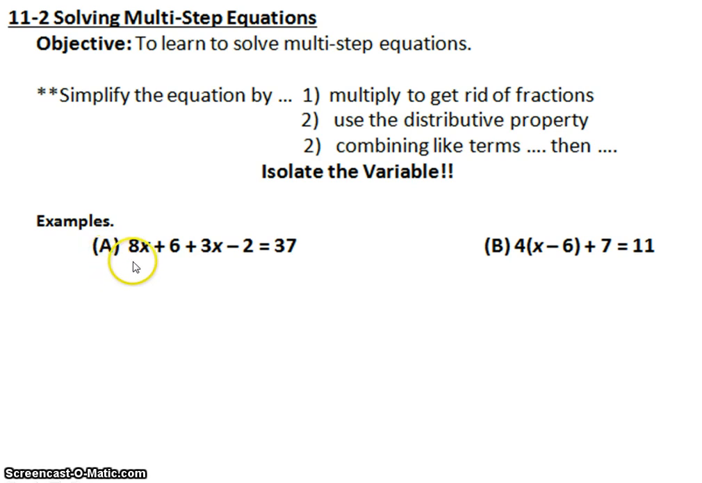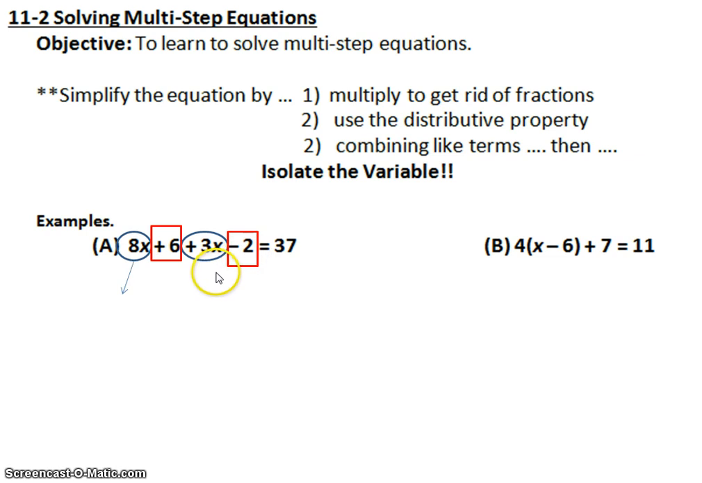So in example A, we've got 8x plus 6 plus 3x minus 2 equals 37. There are no fractions to get rid of. We don't need to use the distributive property, so we're going to go to step 3, which is combining like terms. I see an 8x and a like term of 3x. Now remember, we include the sign in front of the term. So on the left-hand side, we're going to combine these two. We also have 6 and subtract 2. So we have plus 6 minus 2.